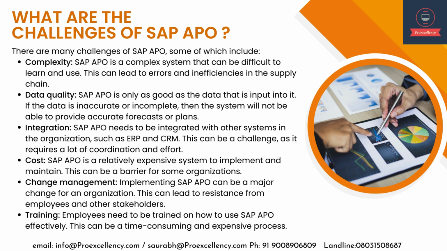Integration. SAP APO needs to be integrated with other systems in the organization, such as ERP and CRM. This can be a challenge, as it requires a lot of coordination and effort. Cost. SAP APO is a relatively expensive system to implement and maintain. This can be a barrier for some organizations. Change management. Implementing SAP APO can be a major change for an organization. This can lead to resistance from employees and other stakeholders. Training. Employees need to be trained on how to use SAP APO effectively. This can be a time-consuming and expensive process.